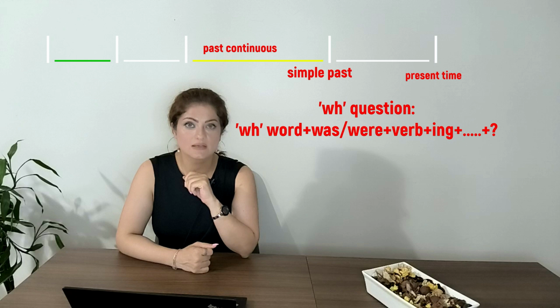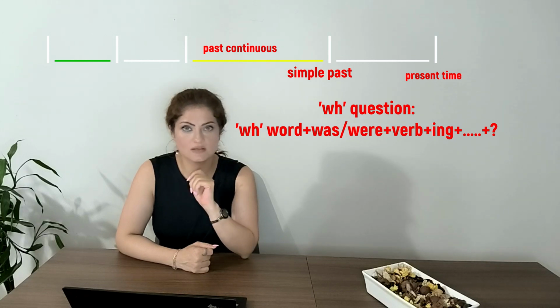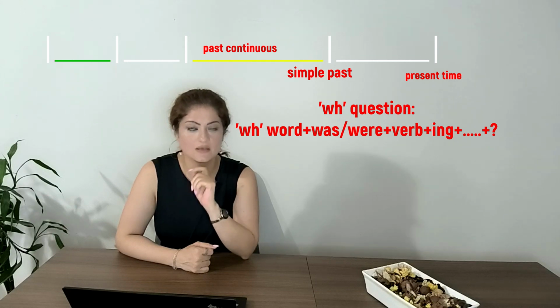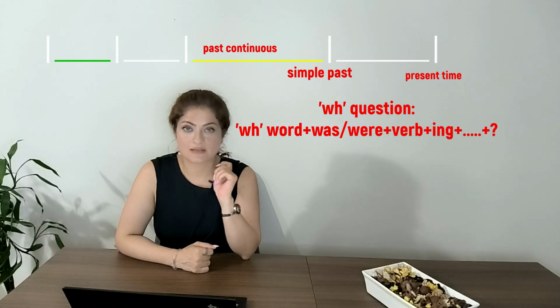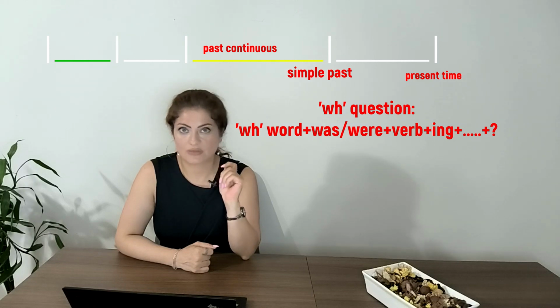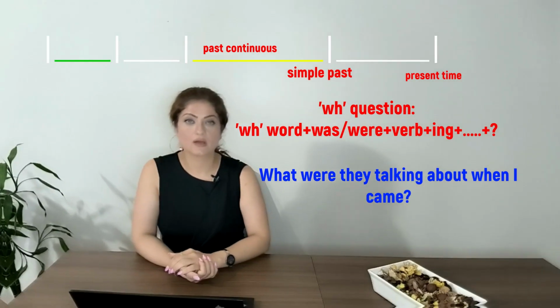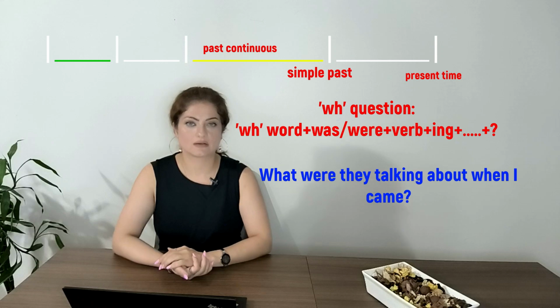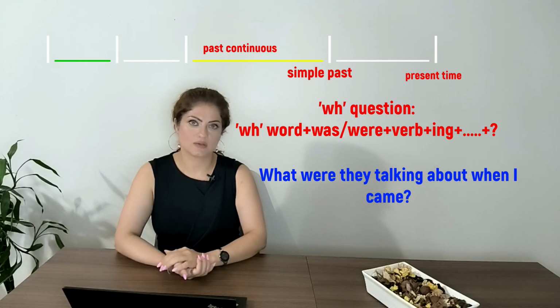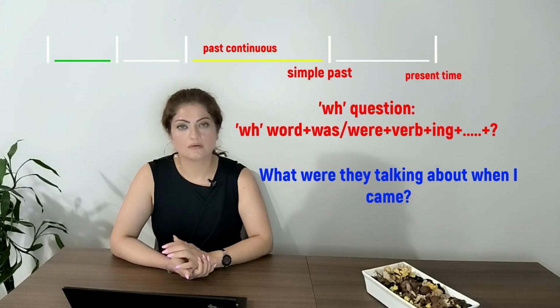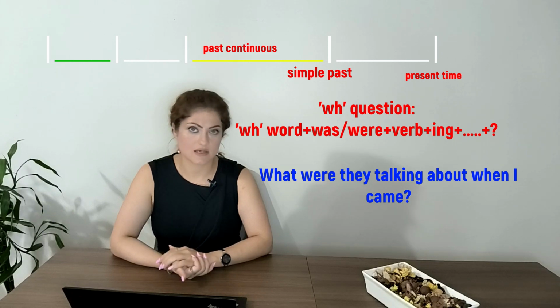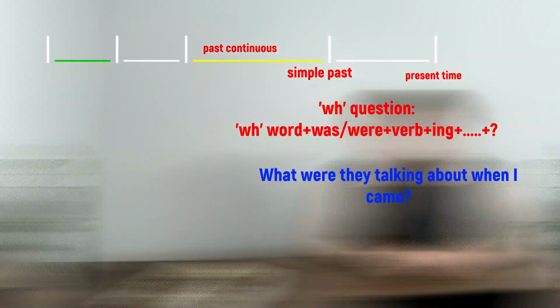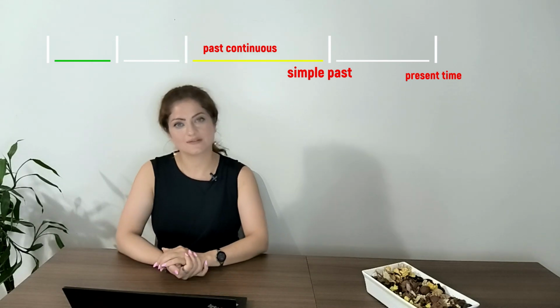If you want to make a WH question, put the auxiliaries was or were after the WH word. The form is WH word plus was or were plus the subject plus verb plus ing, the rest of the sentence. Don't forget question mark. For example, what were they talking about when I came? What is the WH word. Were is the auxiliary. They is the subject. Talk verb, ing.